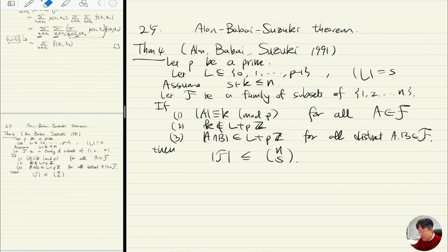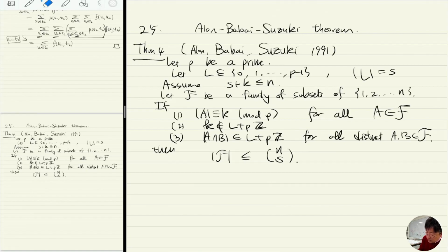And if you have a family of subsets such that each member has size K modulo P, and intersections of distinct members have size in this set L modulo P, and K is not in L, then this family has at most N choose S members.